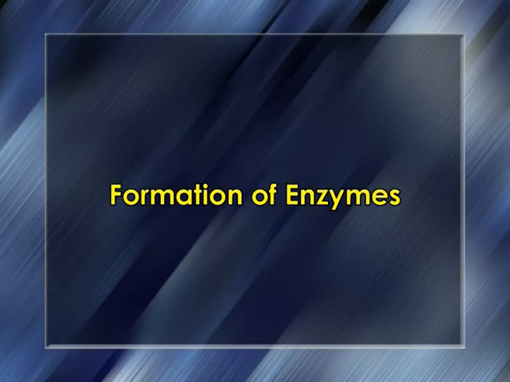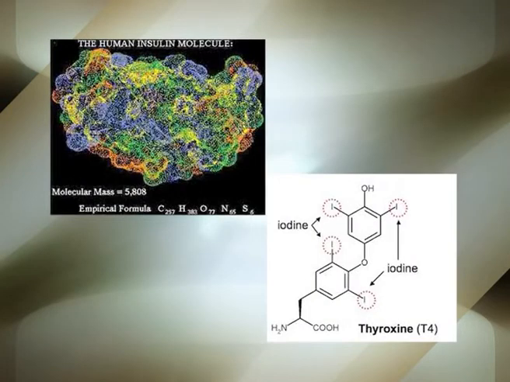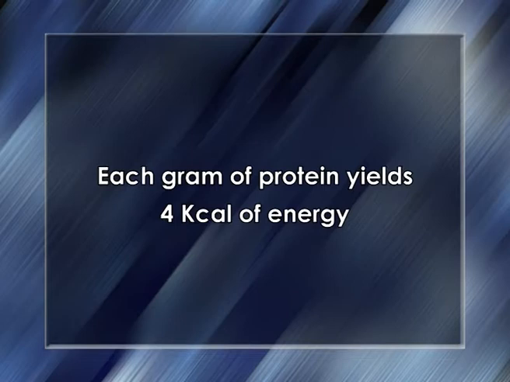Third, formation of enzymes, hormones and other secretions. Proteins supply raw materials for the body to synthesize enzymes like trypsin and pepsin. Hormones like insulin and thyroxine are proteinaceous in nature. Fourth, source of energy. Protein is generally considered as the building material of our body. But when the diet contains an insufficient amount of carbohydrates and fats, the body uses up proteins for energy purposes. Each gram of protein yields 4 kilocalories of energy.